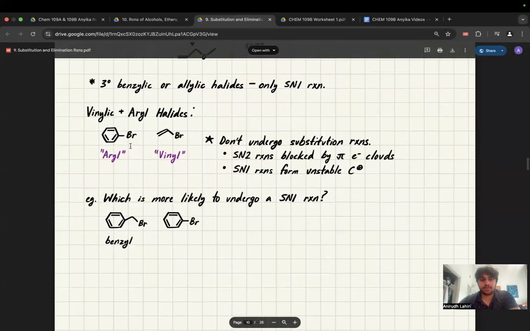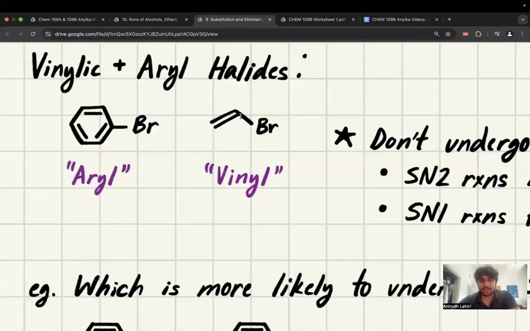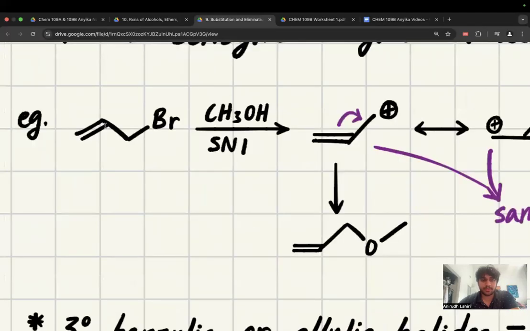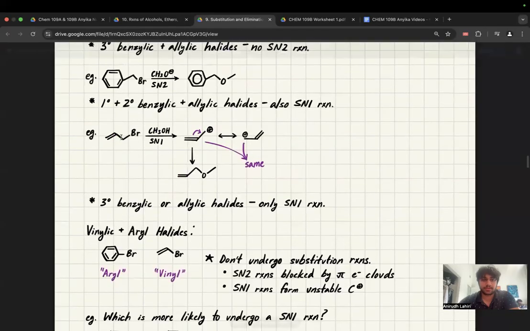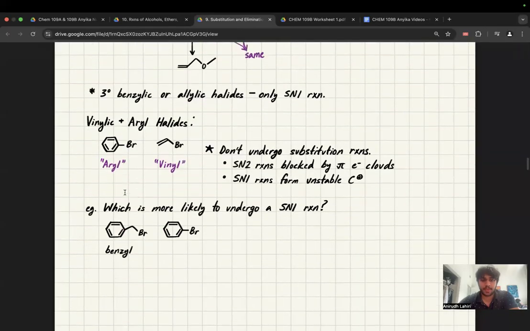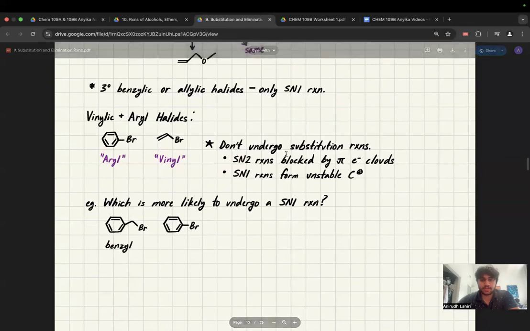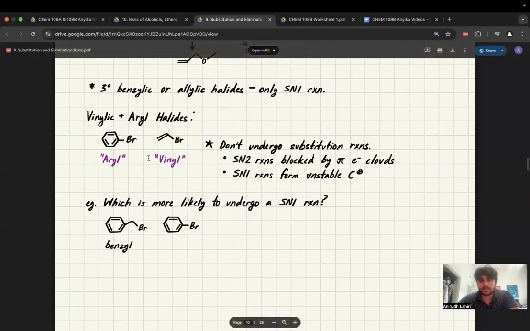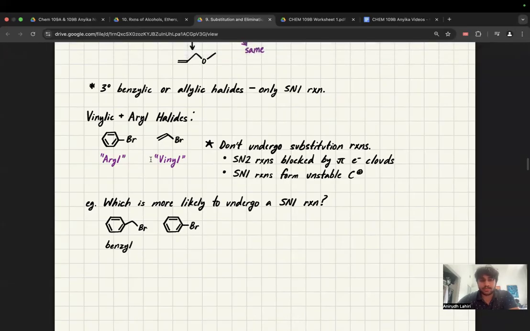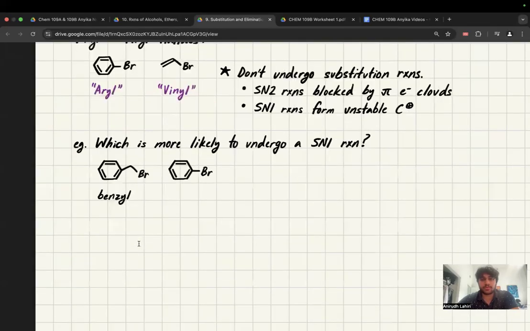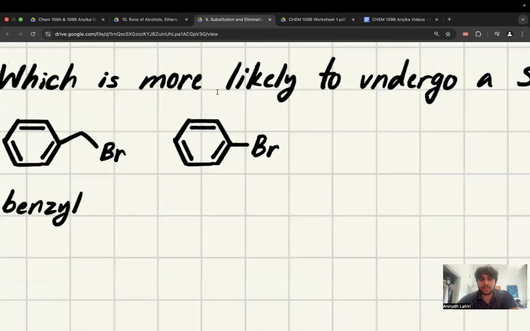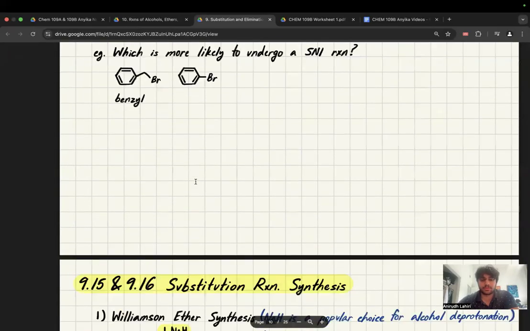Vinylic and aryl halides. So vinylic is when we're specifically attaching a Br to one of the double bonding carbons, as opposed to being one carbon spaced out from a double bond in an alkyl halide, right? This is called a methylene linker if you want to get funky. These don't undergo substitution reactions. SN2 reactions are blocked by the pi electron clouds. SN1 reactions form too unstable of a carbocation. These never go through substitution, right? So when you talk about which one is more likely to undergo a reaction, it'll be the benzylic one because the other does not go through an SN1 reaction or SN2.